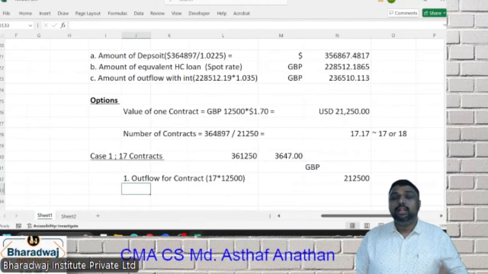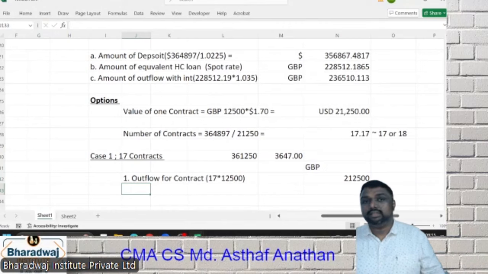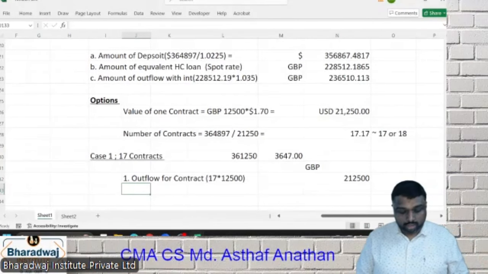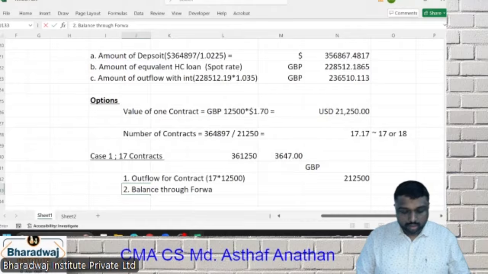Same thing. You want to buy, the bank is selling, so the ask rate. So the forward ask rate, but the rate is not there. So what do you have to do? You have to get the balance through a forward contract. So what will happen now?